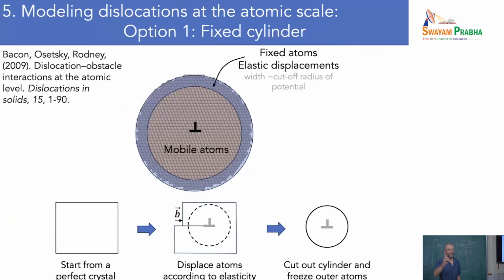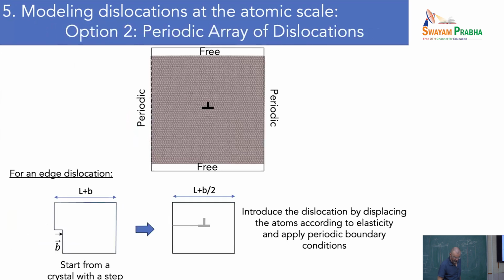Okay, so that was option number one. Option number two is to use what we call a periodic array of dislocations. So here the idea is the following. There are different ways to implement it, but historically what we did was you start with a dislocation with a step like this, and then you apply the displacement field, the elastic displacement field of an edge dislocation to that structure.